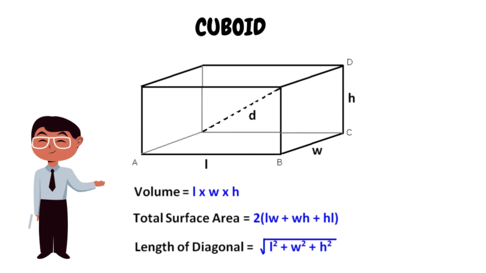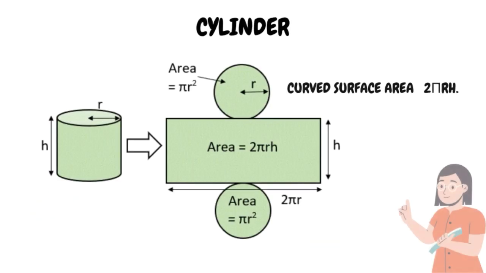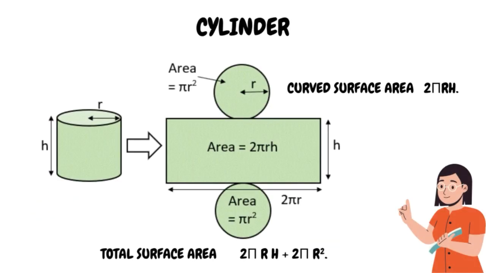We can calculate the length of a diagonal as root under L square plus W square plus H square. Now we will move on to the next figure. Next we have cylinder. So we need to calculate first the curved surface area of cylinder. So the curved surface area of cylinder is nothing but 2 pi r h.